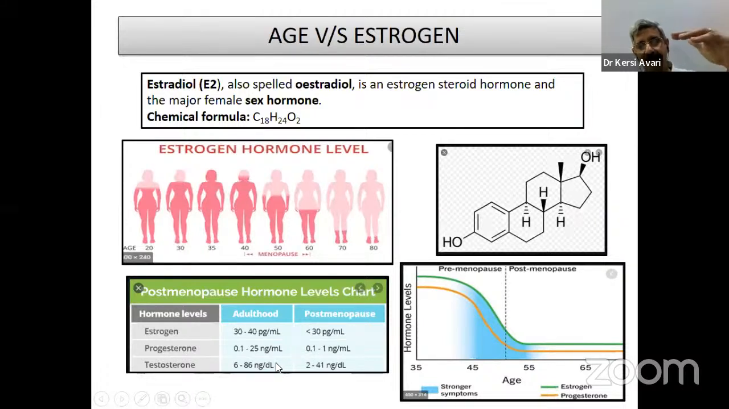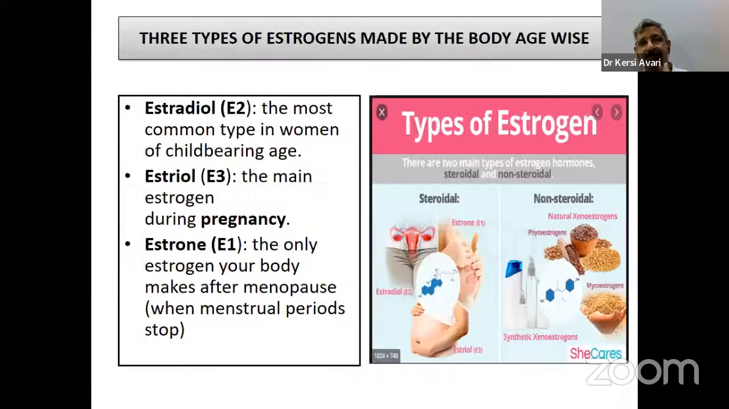Now, even in the male, the levels dip. Nothing to worry, it is a natural occurrence. Some may have it faster, some may have it later, some are quick, some are delayed.